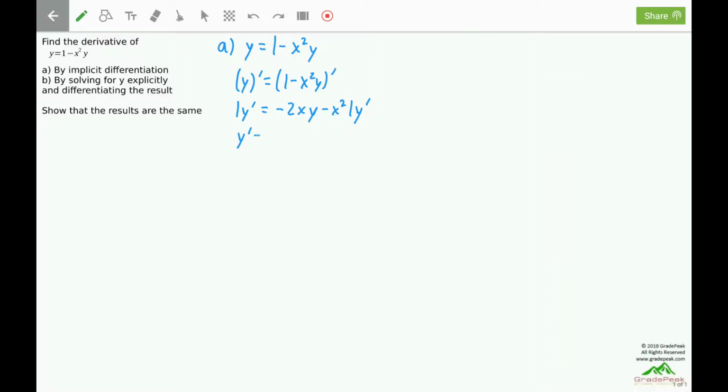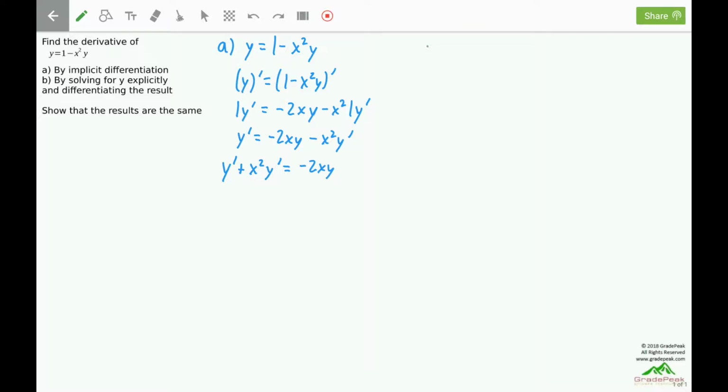So we have y prime equals negative 2xy minus x squared y prime. We want to isolate the y prime terms to one side. We have two terms that have a y prime. We will want to add this over to the left side. So we have y prime plus x squared y prime equals negative 2xy.